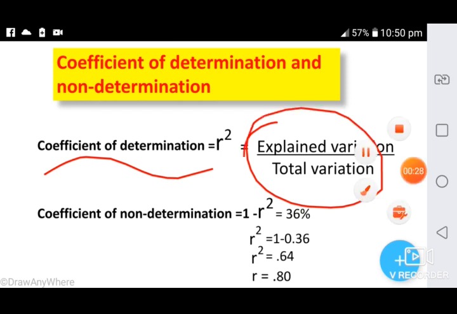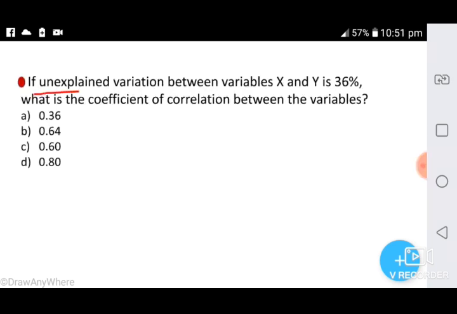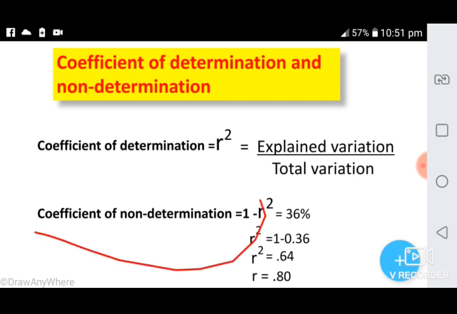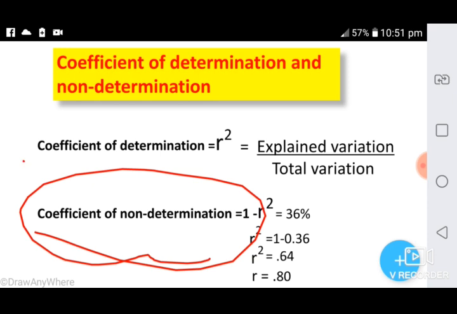The question talks about unexplained variation between variables x and y. Unexplained variation means coefficient of non-determination, and explained variation means coefficient of determination. Here coefficient of determination equals r square, then coefficient of non-determination equals 1 minus r square. This question mentions coefficient of non-determination, unexplained variation of x and y, equal to 36%.